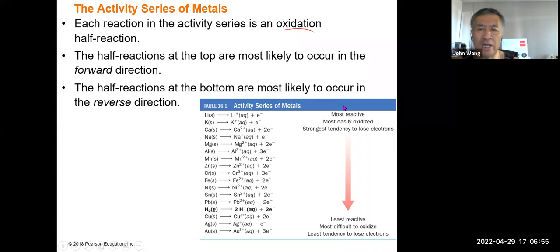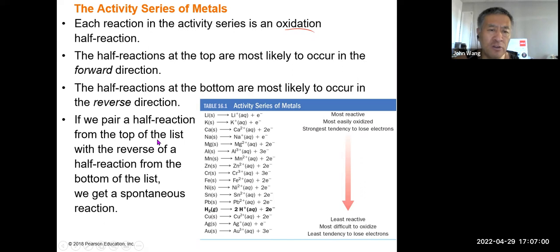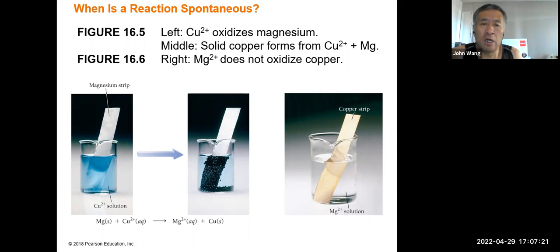If we pair a half reaction from the top of the list with the reverse of a half reaction from the bottom of the list, we get a spontaneous reaction, which means we don't have to use any energy. The reaction will go, and it will give you energy. Usually you can harness the energy as electricity. So here is one example that is spontaneous.